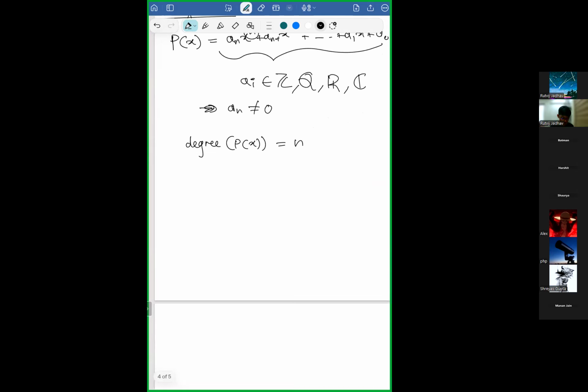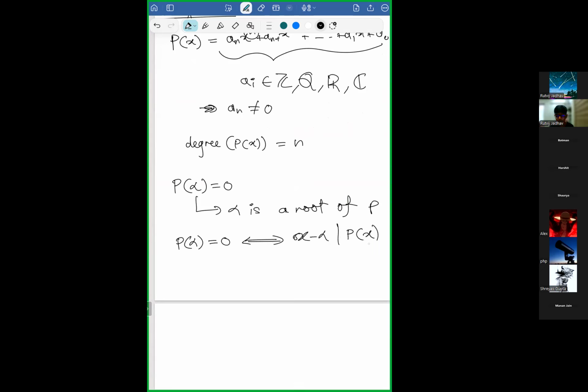So basically, the main things about a polynomial are its coefficients, its degree, and its roots. A root is basically if p of alpha is 0, then we say that alpha is a root of p. And it should also be fairly obvious that if p of alpha is 0, then x minus alpha is a factor of p.